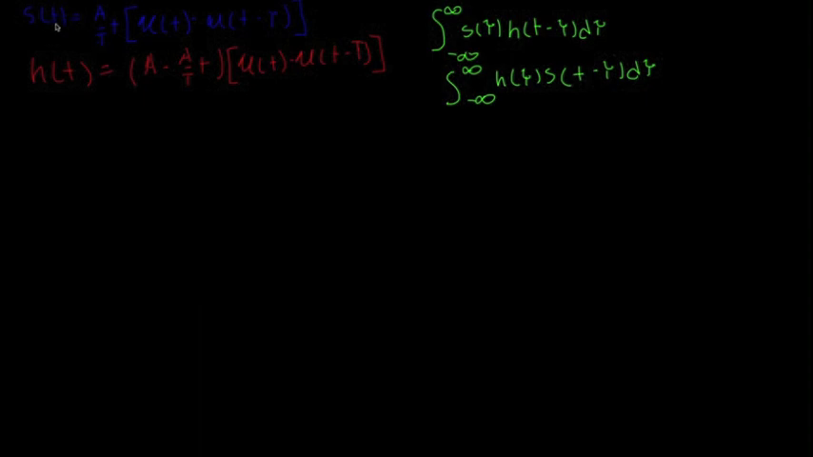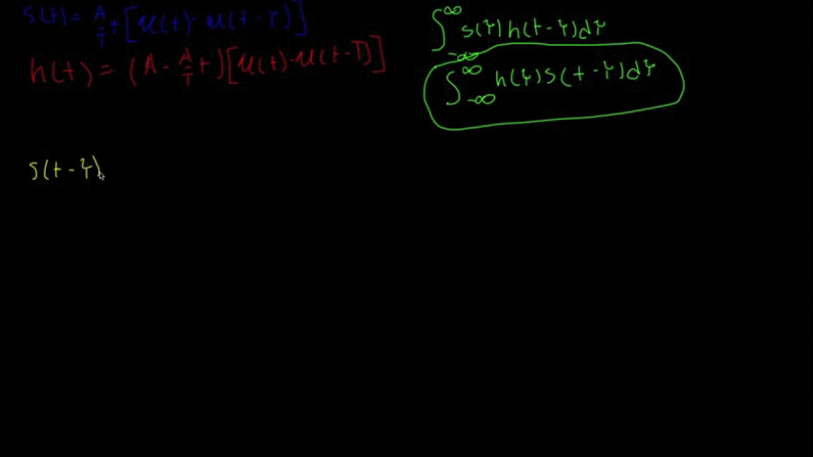So I suggest using s of t minus tau. I'll just go ahead and circle this. And then we can go ahead and actually just start developing s of t minus tau. What this is doing is preparing for this integral. We want to get this integral equation so that then we can begin actually solving for the output.